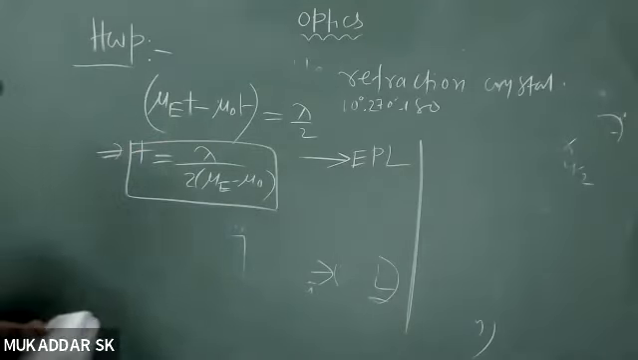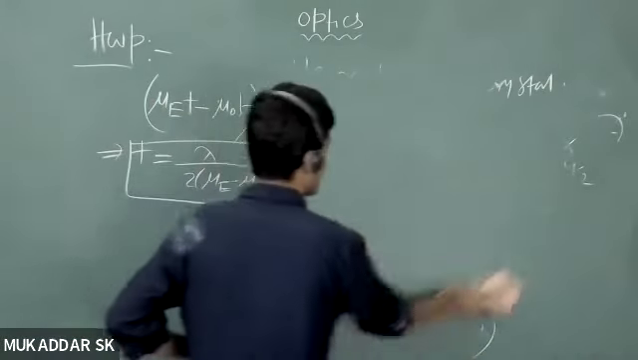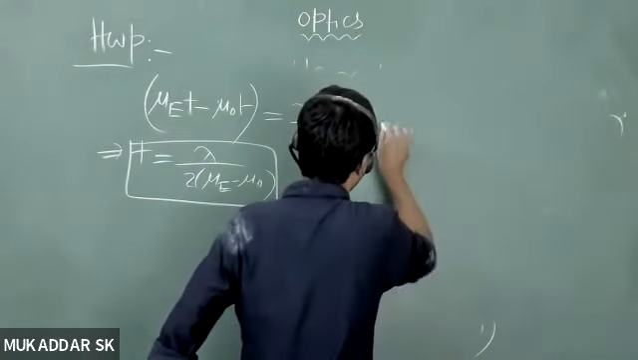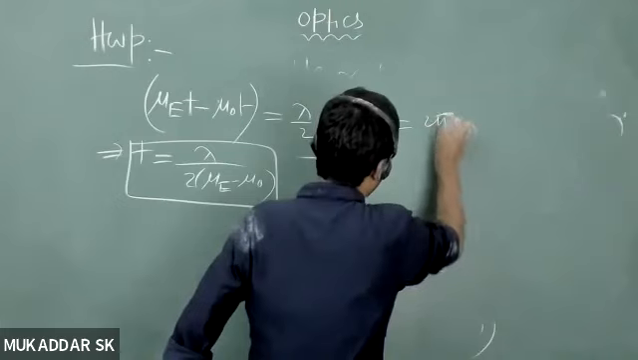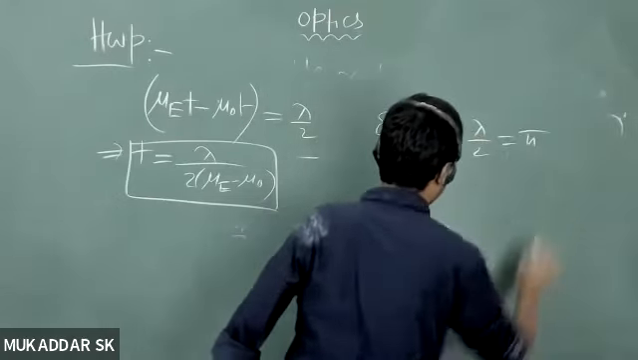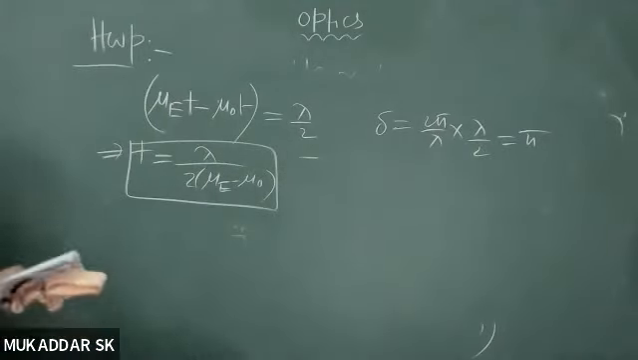Okay. So if path difference is λ/2, then what will be the phase difference between the two rays? What will the phase difference delta be? 2π/λ × λ/2. So you'll basically get π.